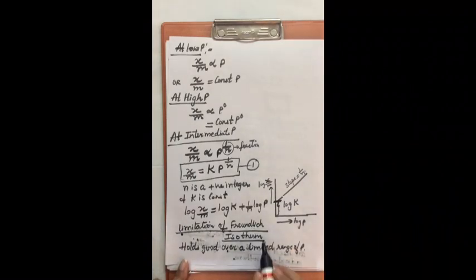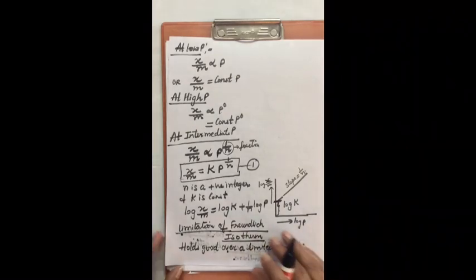Limitations of the Freundlich adsorption isotherm: it holds good over a limited range of pressure. Only for a limited range of pressure can we use the Freundlich isotherm to see the relationship between the extent of adsorption and the pressure.